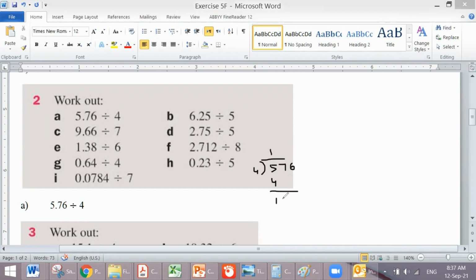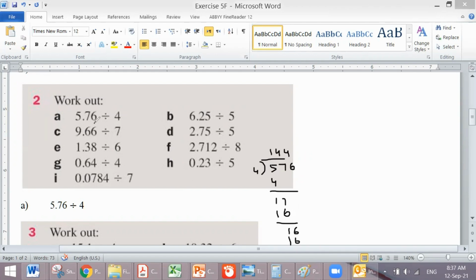Now the next value I will put down. It will be 17. So now I will again read the table of 4 up to 17 or its nearest value. So 4 4s are 16. Now I will subtract it. 7 minus 6 is 1. And this 6 I will put down. And it will be 16. 4 4s are 16.